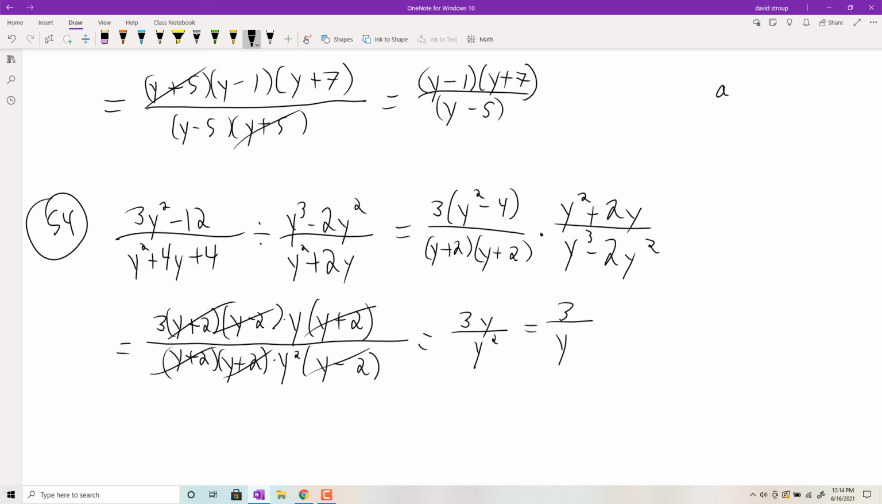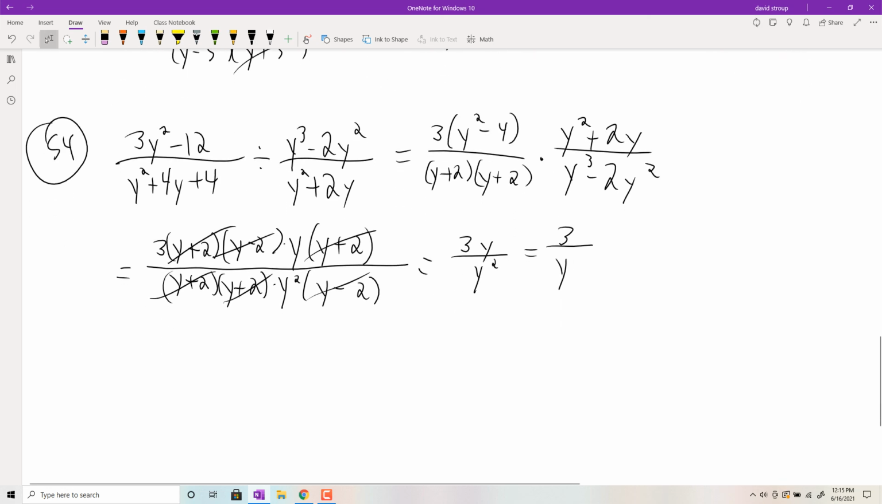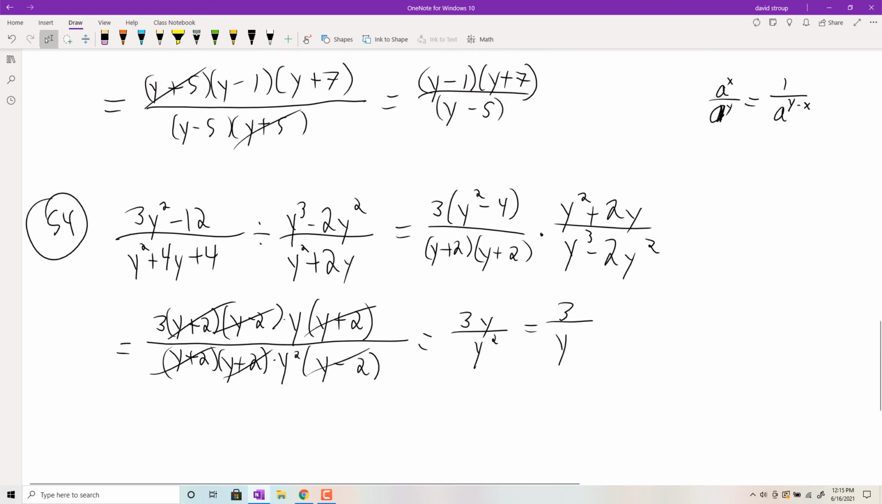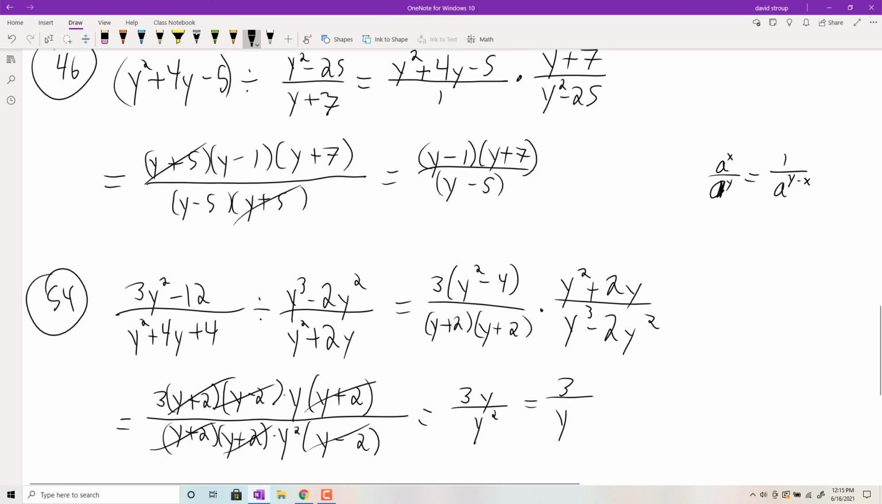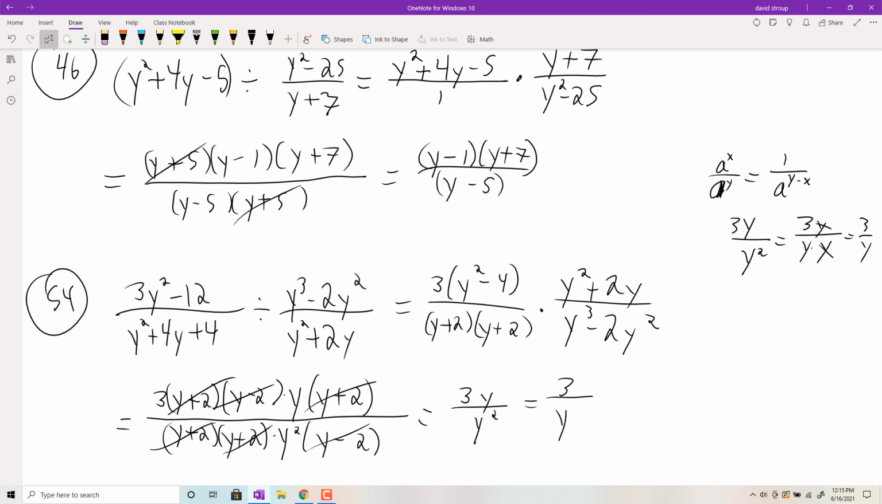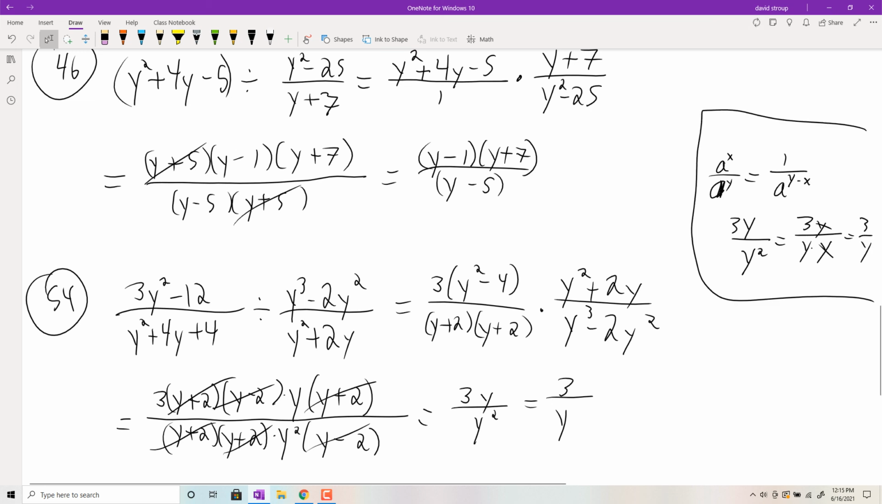So remember, if you have a to the x all over a to the y, you can always rewrite that as 1 all over a to the y minus x. Okay? So those exponent rules are extremely important later on in math. You sort of have to be the master of them. But you could always factor it if you didn't like that approach. You could always rewrite this as 3y all over y times y, and then remove the y's, and you just get 3 over y. Okay, but you have several options.